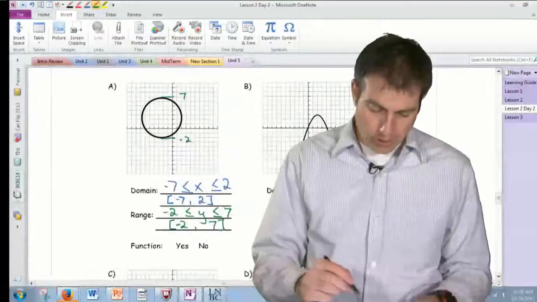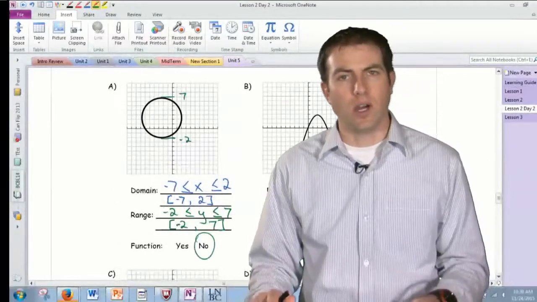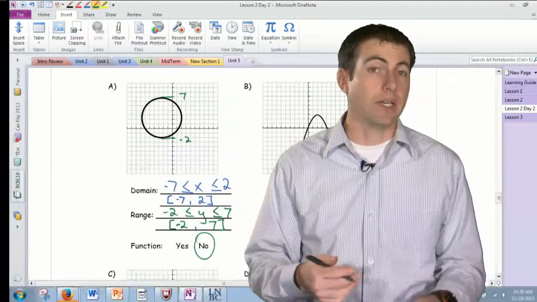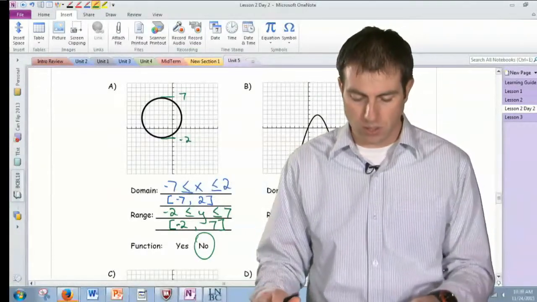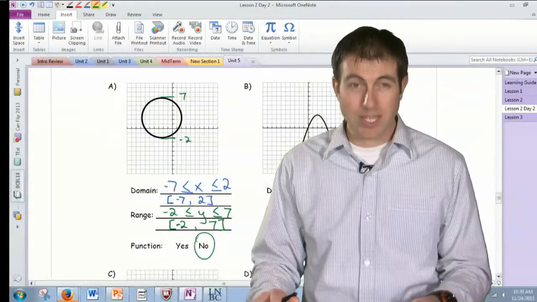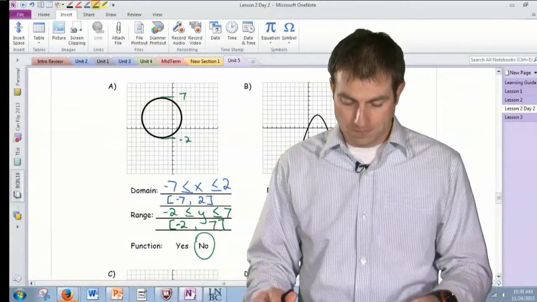Is this a function? No, it's not, because if I draw a vertical line, I'm going to hit the circle in more than one spot. So not a function. It's a relation. It's a circle.